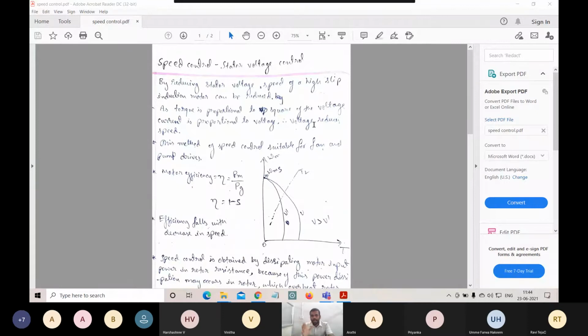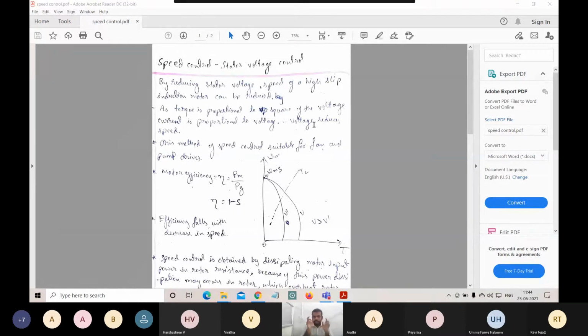And current is proportional to the voltage. So I equals V divided by the square root of (Rs plus Rr' by S) whole square plus (Xs plus Xr') whole square. So T is directly proportional to V squared and I is directly proportional to V. By keeping these two equations in mind, we can control the speed of an induction motor, a high slip induction motor. Got the point? These are our two standard equations.